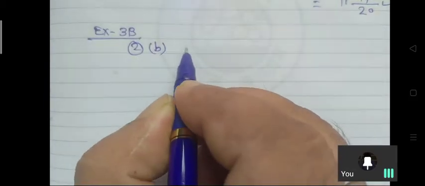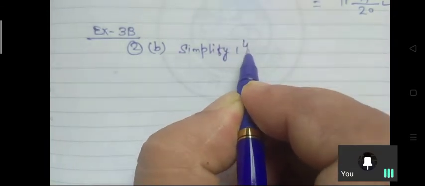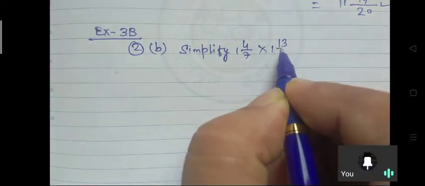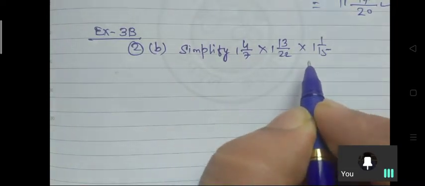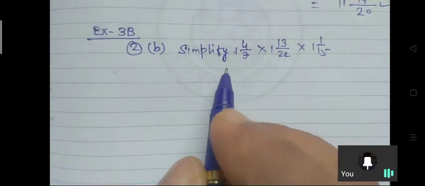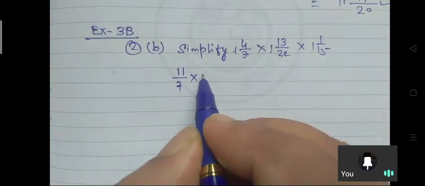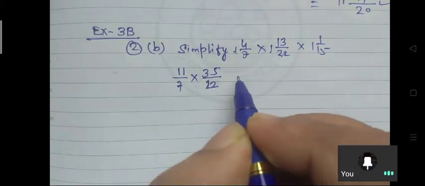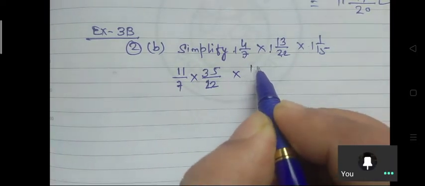The question is saying that simplify 1 whole 4 by 7 into 1 whole 13 by 22 into 1 whole 1 by 15. All these are mixed numbers. You have to convert them into improper fractions. So 7 times 1 is 7 plus 4, 11 by 7. 22 times 1 is 22 plus 13, 35 by 22. Sorry. And here 15 times 1 is 15 plus 1, 16 by 15.